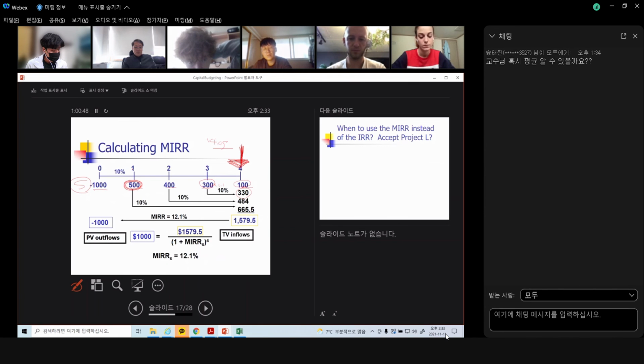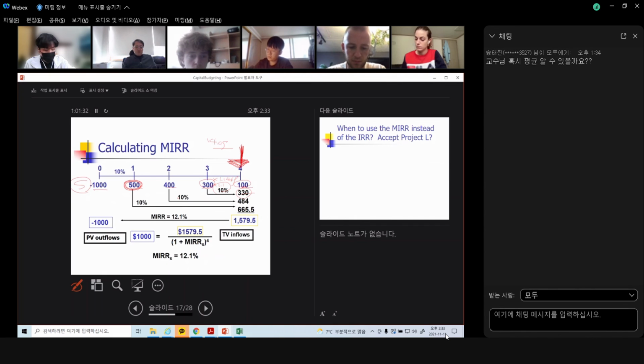So in MIRR, original IRR, this is assumed to be what? 300 times 1.1449. But we do not calculate the 300 times 1.1449. Instead, we can use 1.1 as the WACC. It's going to be 330.